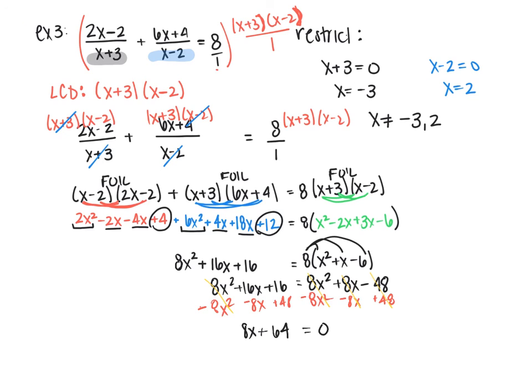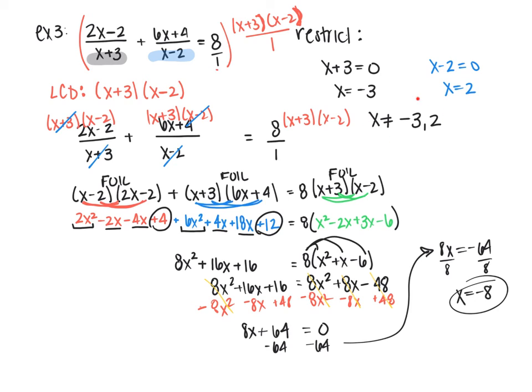So now it's a matter of solving it. So I'm going to minus 64, minus 64, and I'll have 8x equals negative 64, divide by 8, and get x equals negative 8. Now I want to check to see if that's one of my restricted values. So if you look way over here, x equals negative 3 and 2. Both of those are restricted values. x equals negative 8 will never be an issue with the restricted values. So my final answer is x equals negative 8.